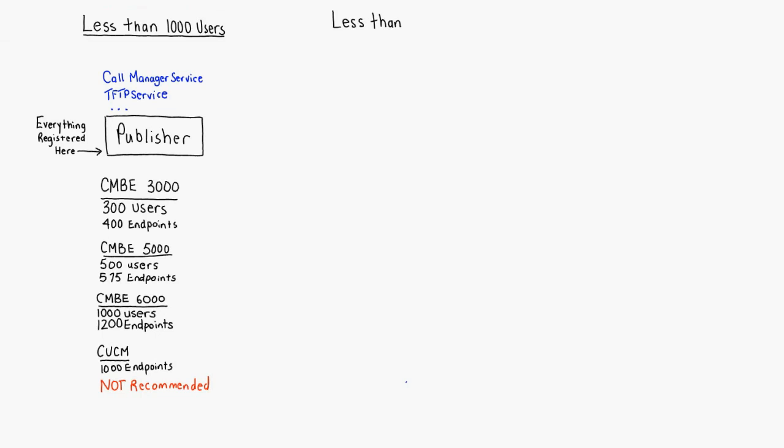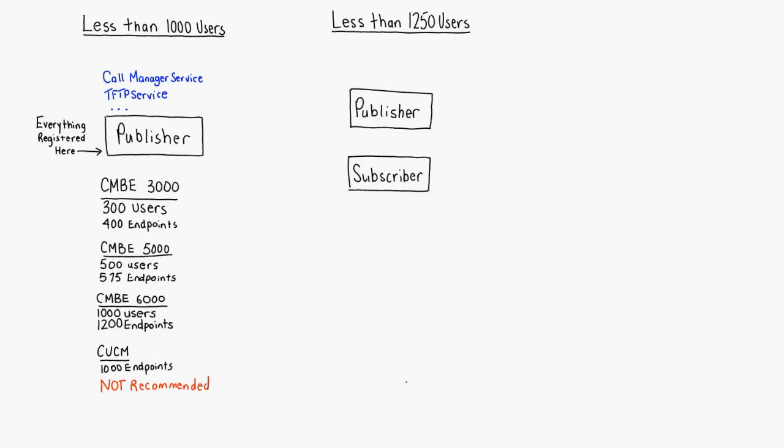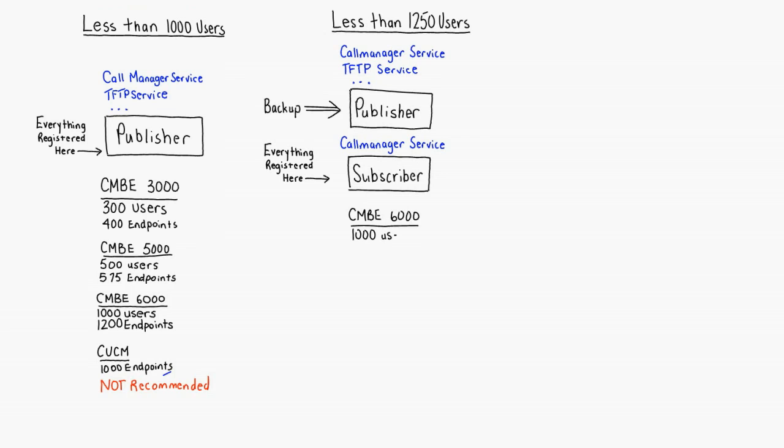If we have less than 1,250 users, we can deploy a 2-server model. With this model, the Call Manager service needs to be activated on both the publisher and the subscriber. All of the devices would be registered to the subscriber, and the publisher would be used as a backup call processing server and the TFTP server. This model is applicable to the CMBE 6000 with less than 1,000 users and for CUCM clusters with less than 1,250 users. If we have more than 1,250 users, we can't deploy a two-server model.